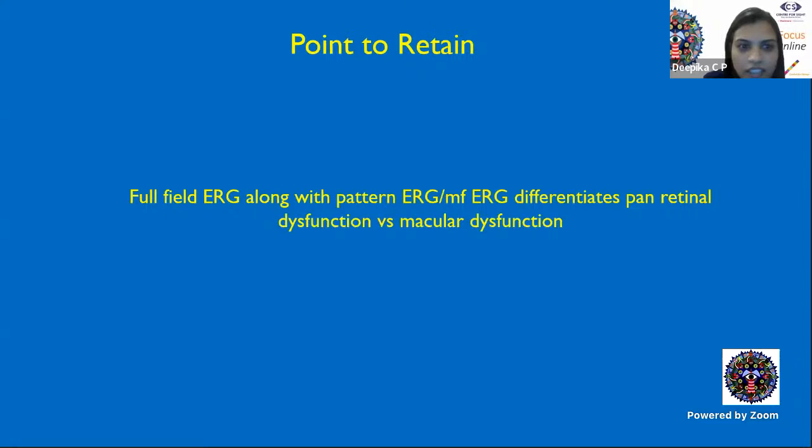The next case. The points to retain from what we learned over here is that full field ERG along with the pattern ERG or multifocal ERG will differentiate pan-retinal dysfunction versus macular dysfunction.